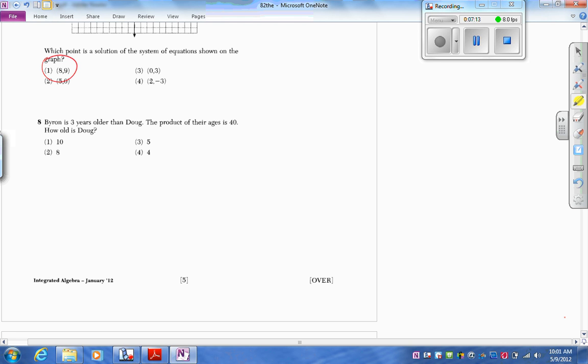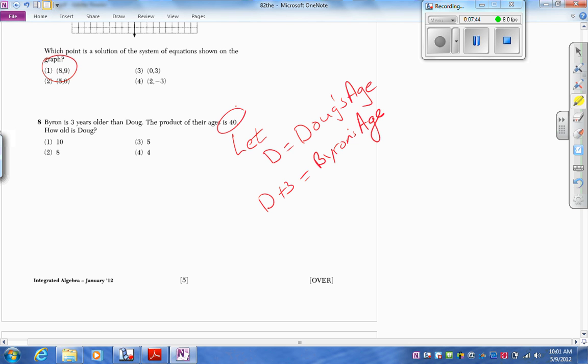All right, Byron is 3 years older than Doug. The product of their ages is 40. Do you remember we always assign the variable to whoever's mentioned second? So let D equal Doug's age. Byron is 3 years older than Doug. So if we take Doug's age and we add 3, we get Byron's age. And it said the product of their ages is 40.